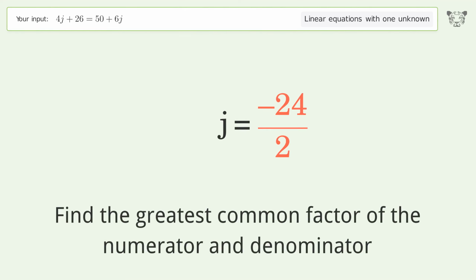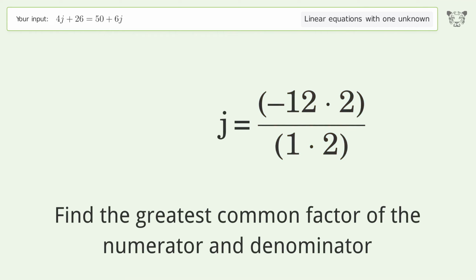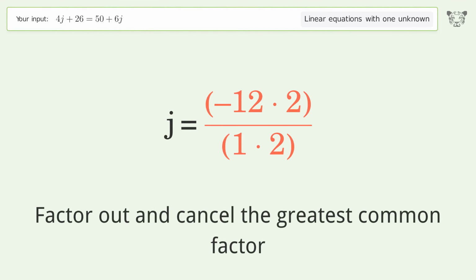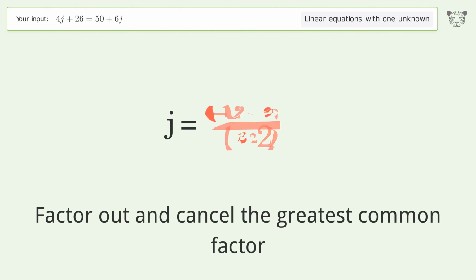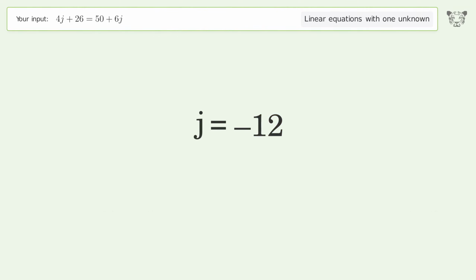Find the greatest common factor of the numerator and denominator. Factor out and cancel the greatest common factor. And so the final result is j equals -12.